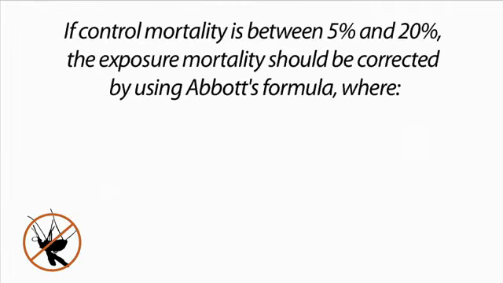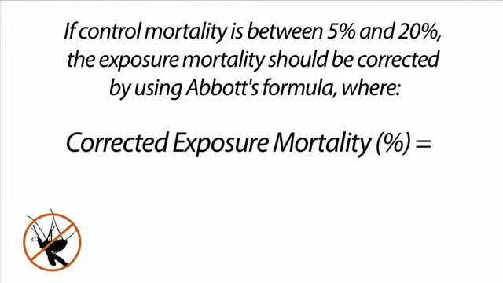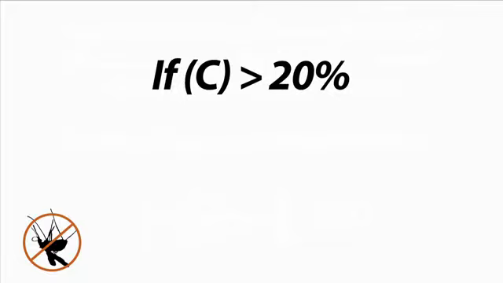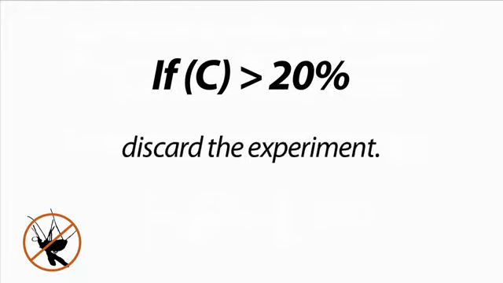If control mortality is between 5% and 20%, the exposure mortality should be corrected by using Abbott's formula, where corrected exposure mortality equals E minus C over 100 minus C multiplied by 100. If control mortality is greater than 20%, the experiment should be discarded.